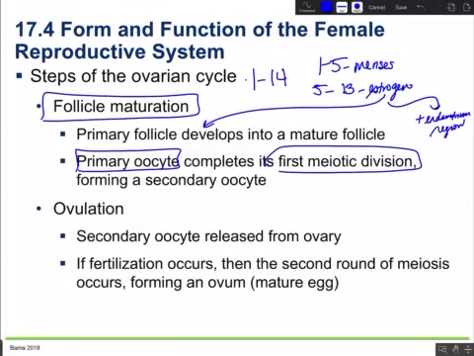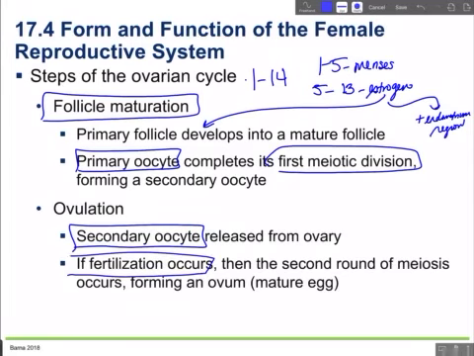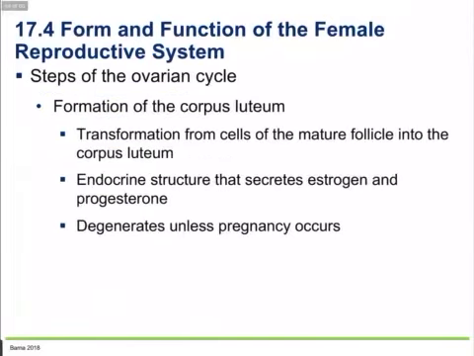Now, after ovulation, you get your secondary oocyte, which is arrested or halted in meiosis 2. It's released from the ovary. And if it does meet up with a sperm, usually in the fallopian tube, it would complete its meiosis 2. So they would join together.